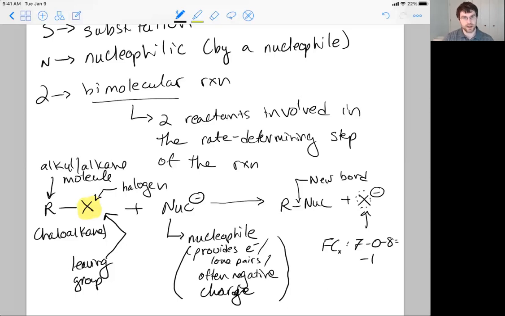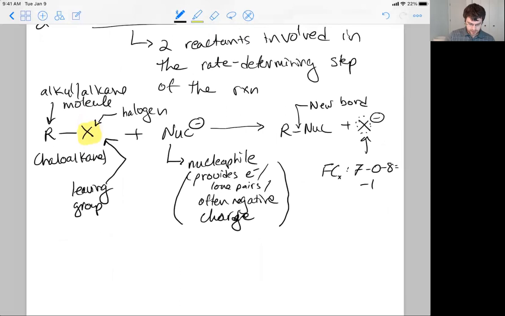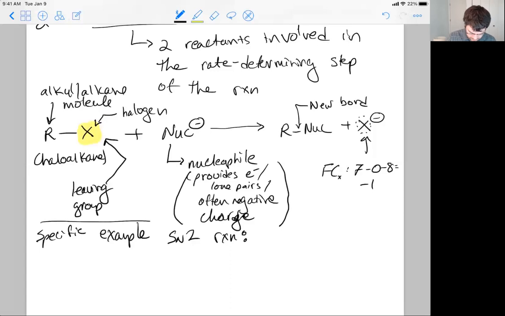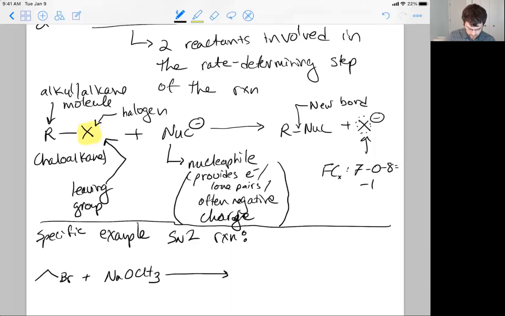Okay, so let's look at a specific example to digest this in more detail, because this has only got variables. A specific example for the SN2 reaction would be, what if we took bromoethane and reacted it with NaOCH3, and then over the reaction arrow, we're actually going to write the molecule shown here, which is acetone.